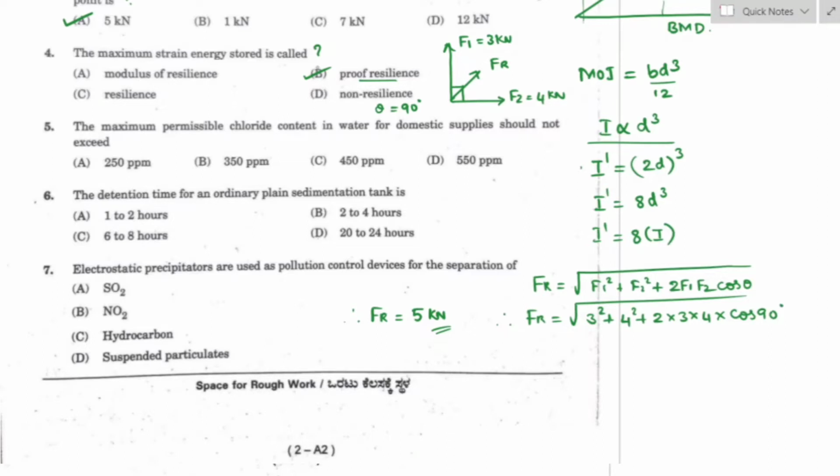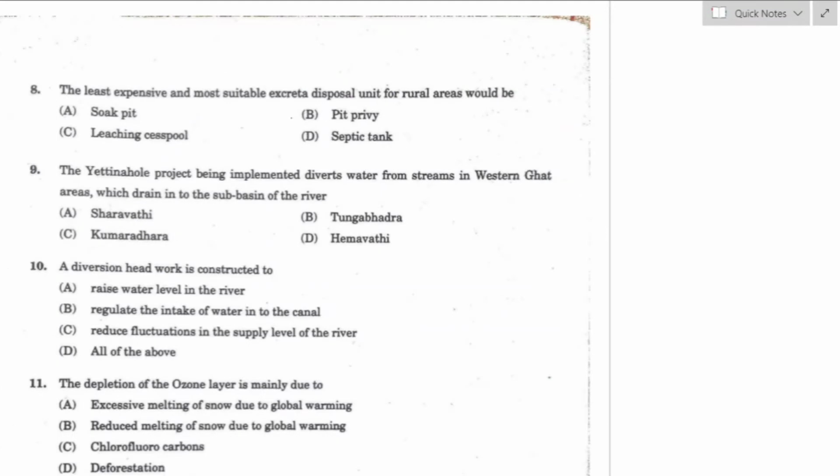Question number 7. Electrostatic precipitators are used as a pollution control device for the separation of suspended particulates. Option D is the right answer. Question number 8. The least expensive and most suitable excreta disposal unit for rural areas would be the pit privy. Option B is the right answer. Question number 9. The Yettinahole project being implemented diverts water from streams in the Western Ghats areas which drain into the sub-basin of the river Hemavati. Option D is the right answer. Question number 10. A diversion headwork is constructed to raise the water level in the river, to regulate the intake of water into the canal, and to reduce the fluctuations in the supply of the river. So all these options are correct, and the correct answer is option D.